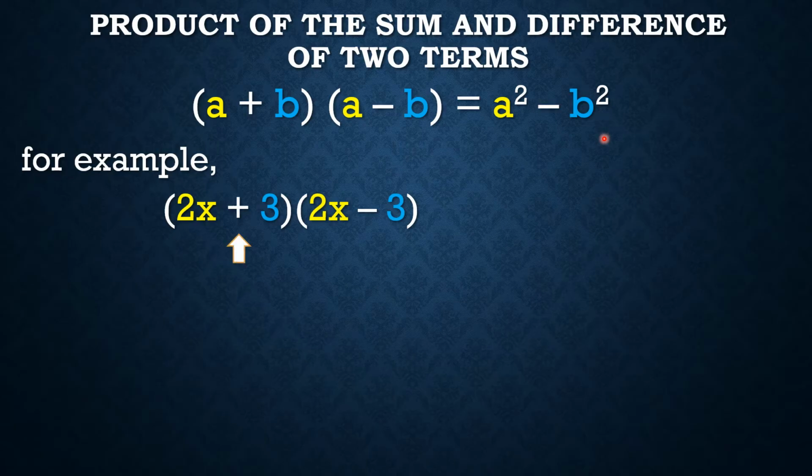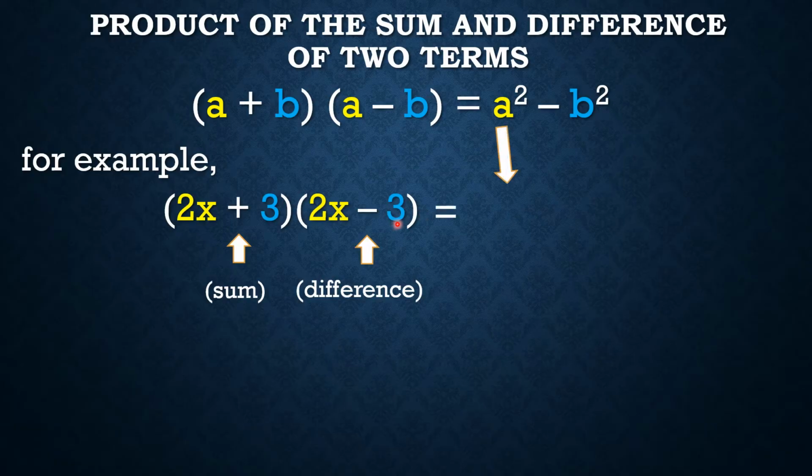In this case, mapapansin natin, this is a sum and this is a difference. And then, they both have the same first terms, which is 2x, and then same din sila ng second term, which is 3. Okay, so by using the above identity, ang gagawin lang natin is square natin yung first term at square din natin yung second term. So si 2x ilagay natin dito and then si 3 ilagay natin dito.